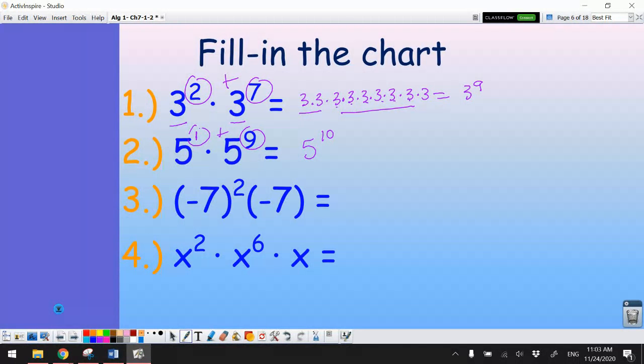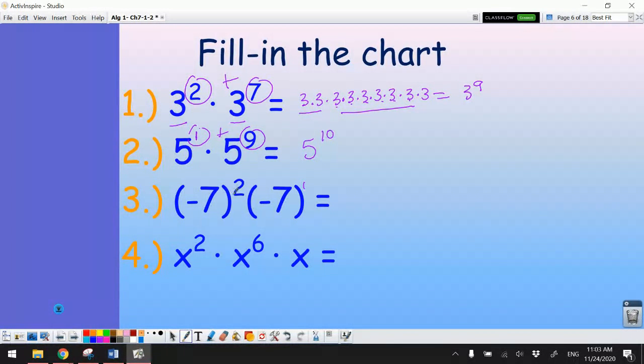And often when we are doing something like this, we leave this in exponential form, so we're not always going to evaluate. 3 to the 9th power is a big number. 5 to the 10th power is a really big number. So we don't always evaluate.